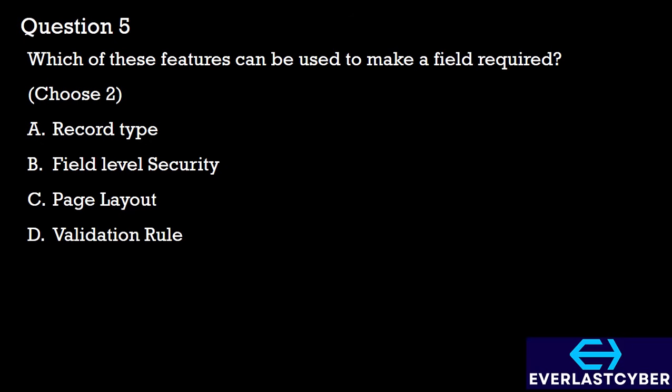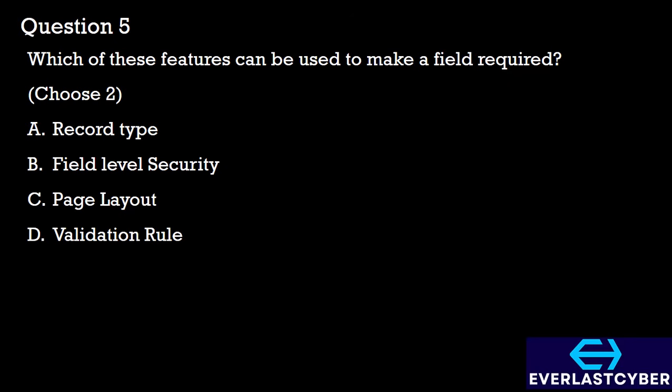Record type allows you to specify different business processes, pick list values, and page layouts for different users. However, they do not directly make the fields required. Field level security controls whether a field is visible or editable for certain profiles. However, it does not enforce a field as required. For option C, page layout, you can make a field required on a certain page layout by marking it as required. This means that users must fill in the field when creating or editing a record that uses that layout.